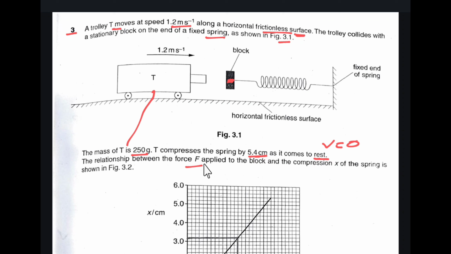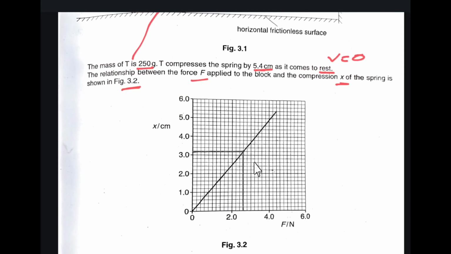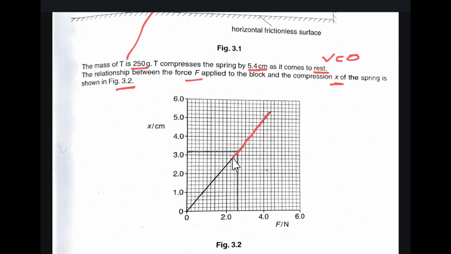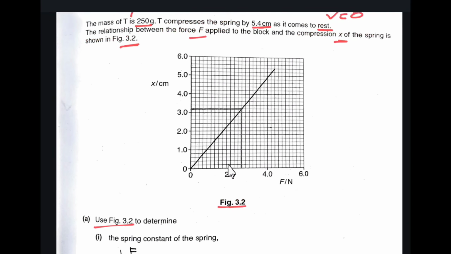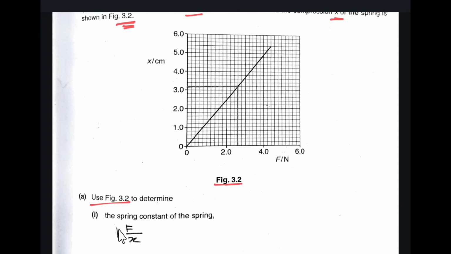The relationship between the force applied to the block and the compression x of the spring is shown in figure 3.2. This is already given, and this is a straight line. That means force is directly proportional to extension, so the spring obeys Hooke's law. Then use this figure, figure 3.2, to find the spring constant.